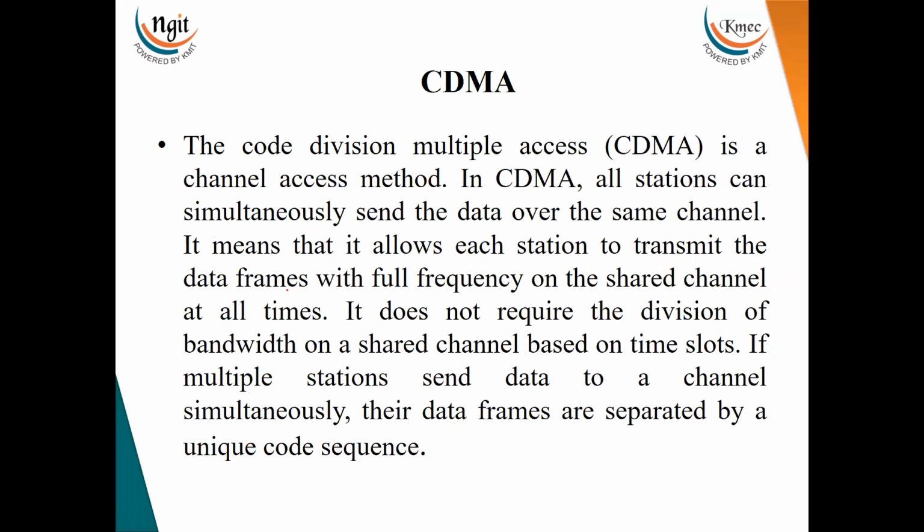Code division multiple access is a channel access method. In CDMA, all stations can simultaneously send data over the same channel. It allows each station to transmit data frames with full frequency on the shared channel at all times. That means it does not require the division of bandwidth or shared time. If multiple stations send data to a channel simultaneously, the data frames are separated by a unique code sequence.